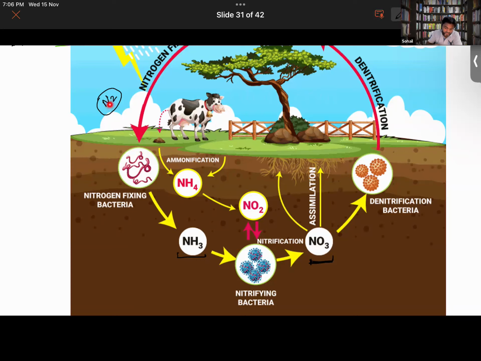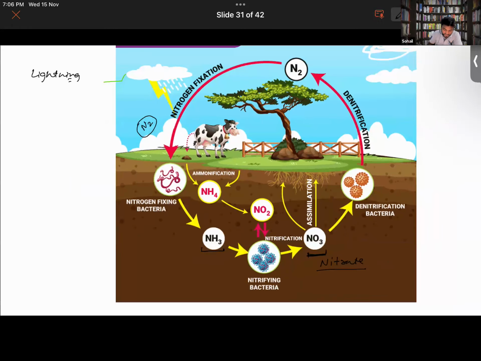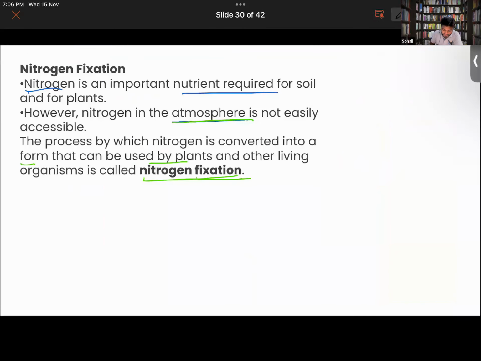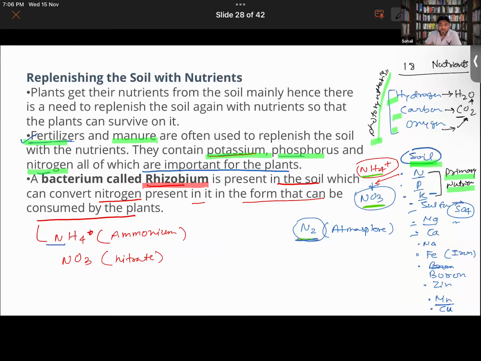So look what happened. The journey of nitrogen from N2 to NO3 has been like this. First of all, it was taken up by the nitrogen fixing bacteria, that is rhizobium. Later on it was converted into NH3 and now into NO3, and this we call nitrate. If you remember, moments ago I told you that NO3, that is nitrate, is the usable form for the plants. This is the form in which nitrogen can be taken up by the plant. Is that clear? Yes, sir.